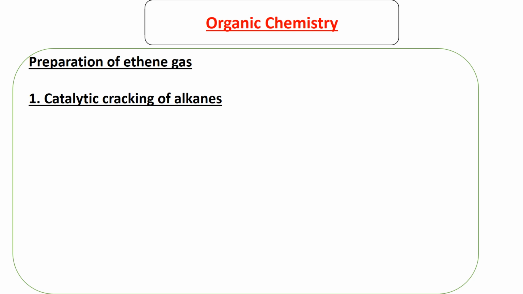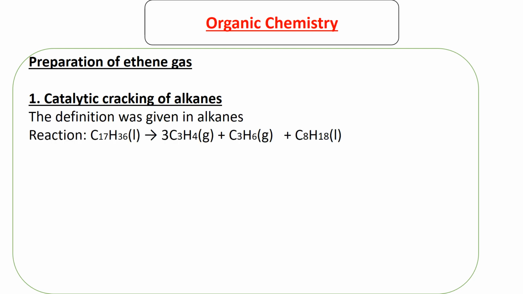The first method that is used is catalytic cracking of alkanes. We talked about cracking when we were studying alkanes, and in that cracking that I showed as an example, it was revealed that an alkene was formed. So that is actually the method that is used to prepare alkenes. An alkane is cracked to produce alkenes and other substances. Remember, cracking is just breaking a complex molecule into simpler molecules.